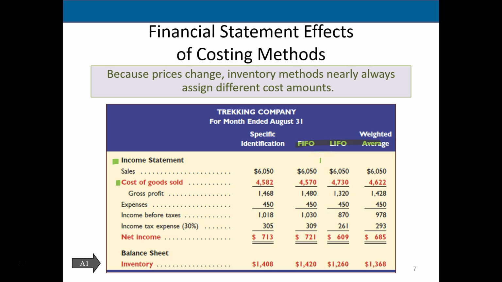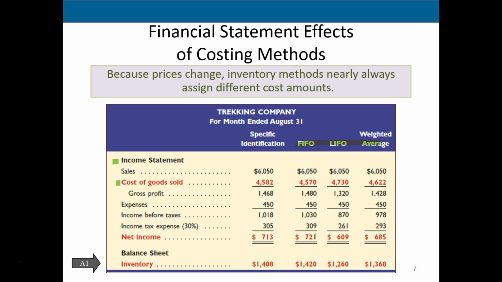FIFO, under a period of rising prices, all else equal, which is the assumption that things will cost more over time, will result in a higher net income than LIFO. FIFO will make us look better than LIFO. That would be good for things like stock shares when we're trying to make ourselves look better. So that's the normal assumption, that we would want to look better. And FIFO generally does because it increases our net income and it increases inventory, as we'll see in a second.